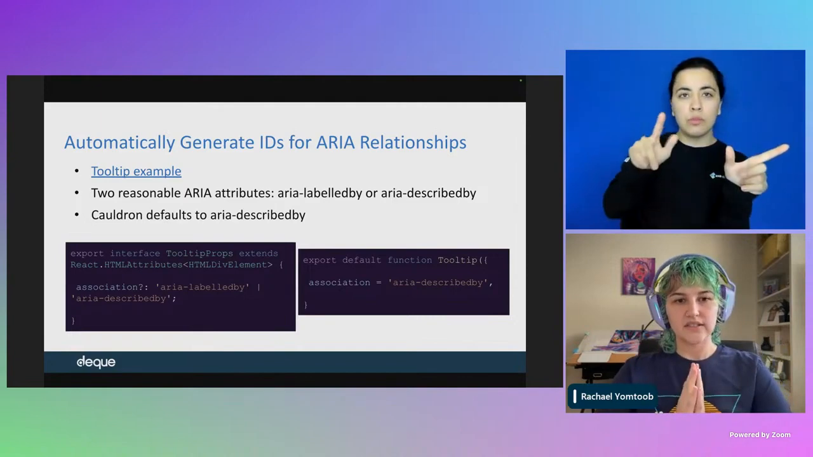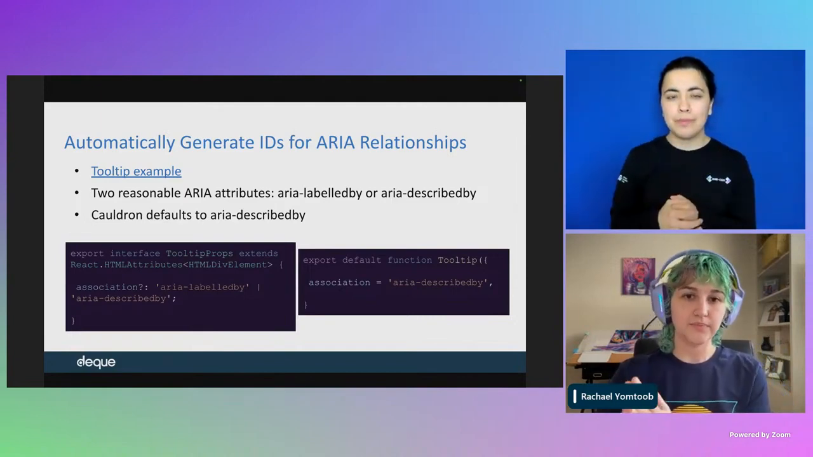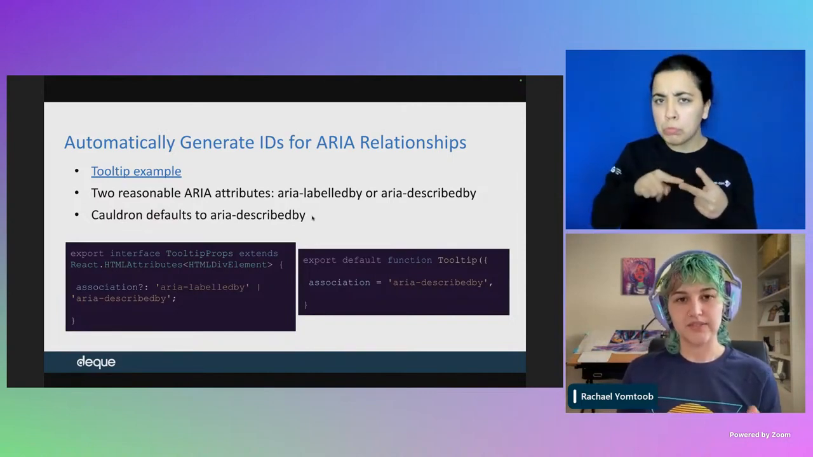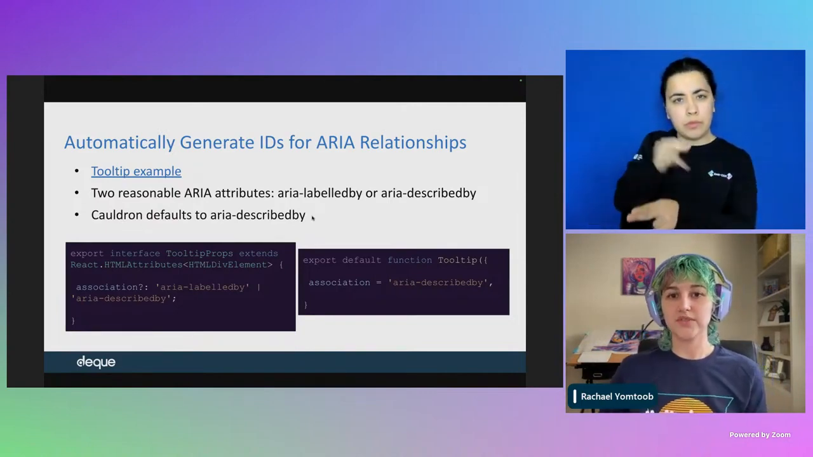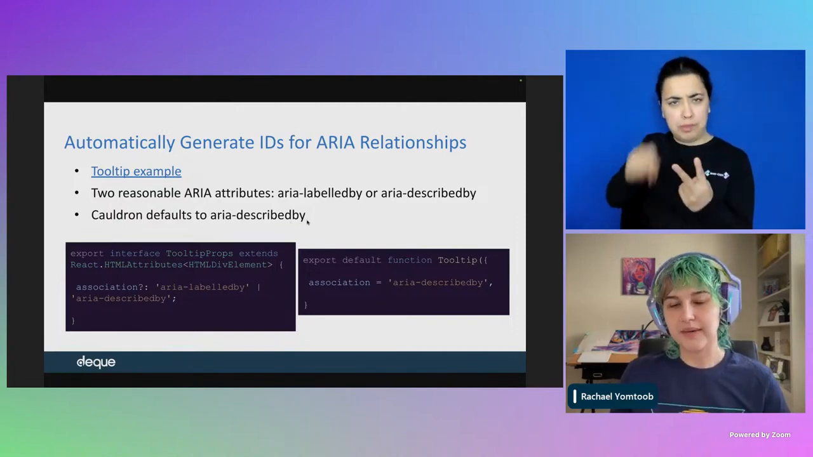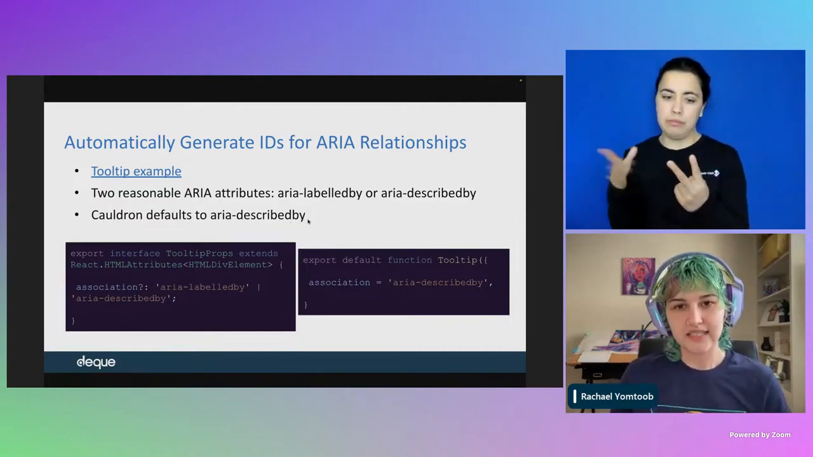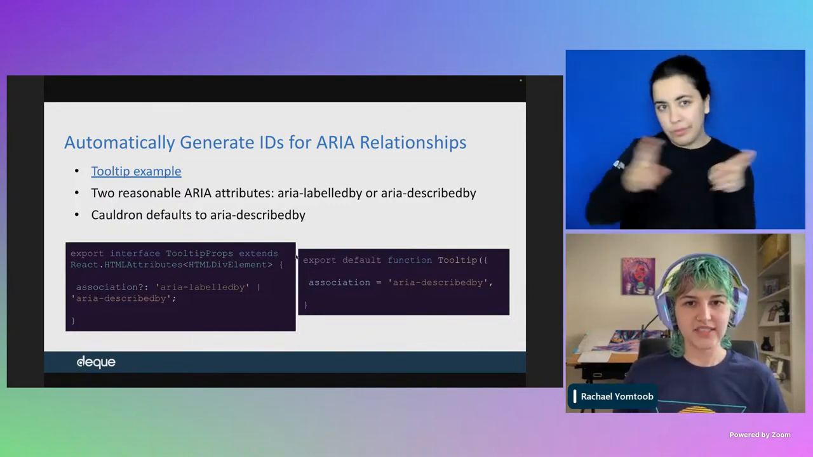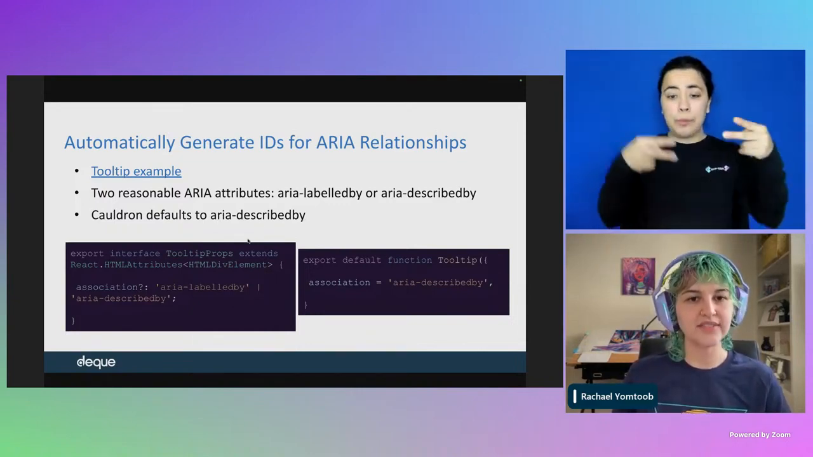And so the way that we allow, because there's two reasonable options, we want to give our developers that are using the component library the option to use either of those. But we do want to default to one of them, so that way we know that at least there is one aria property available.